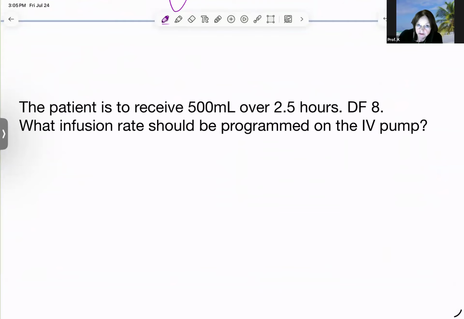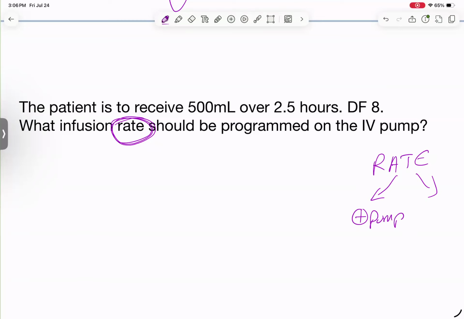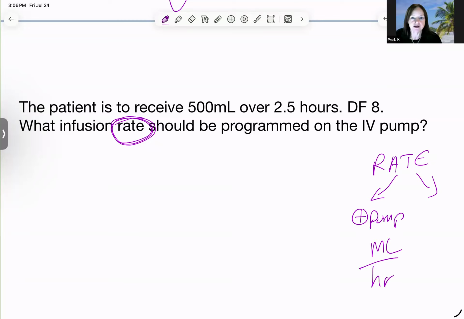So this question is asking you for rate. There's the word rate. It can say infusion rate, drip rate, flow rate, gravity rate. If it says the word rate, you have to decide, does this question have a pump? Yes. So what am I solving for? Milliliters per hour. You're feeling me, right? Now I'm looking for that volume over time.